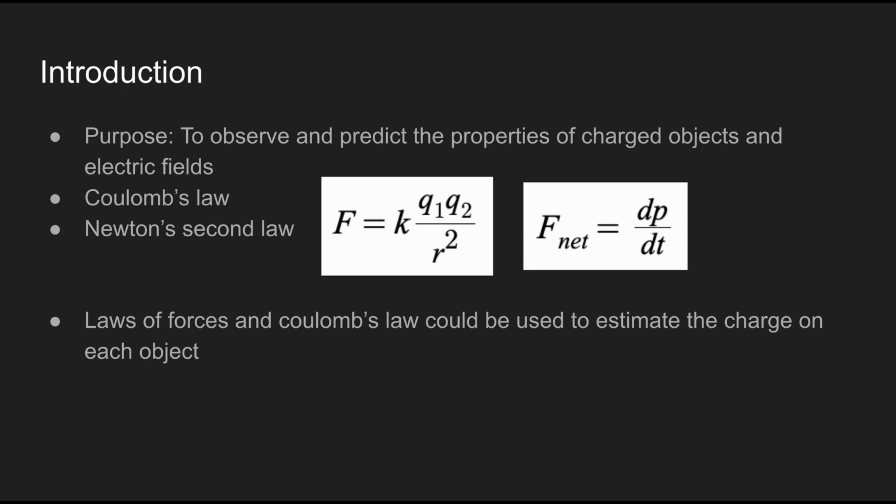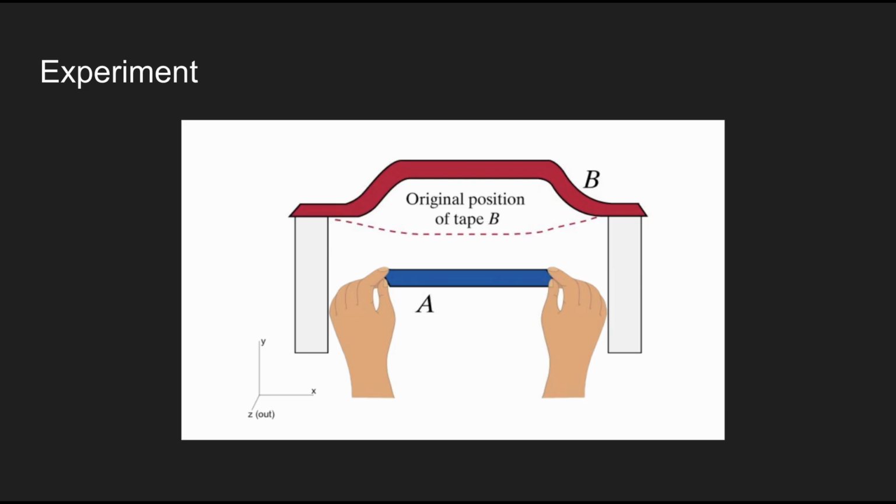For the real-world model, I stuck two 20-centimeter pieces of tape together and ripped them apart to create a negatively charged piece of tape. I then did this with a second piece of tape. Each piece of tape had a mass of 0.2 grams.